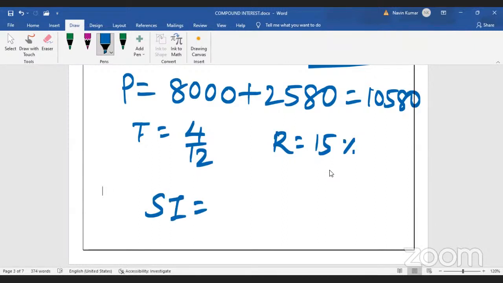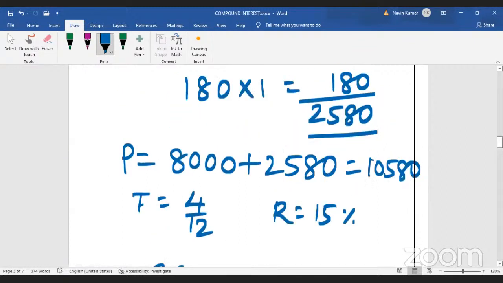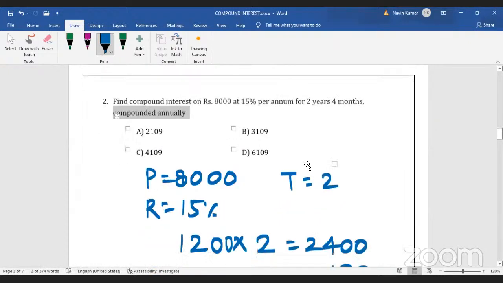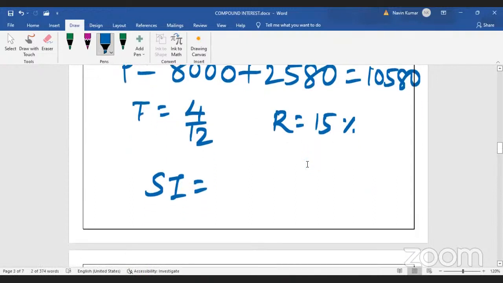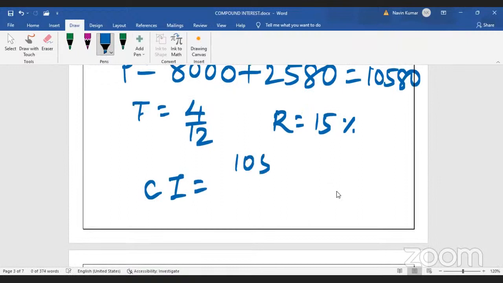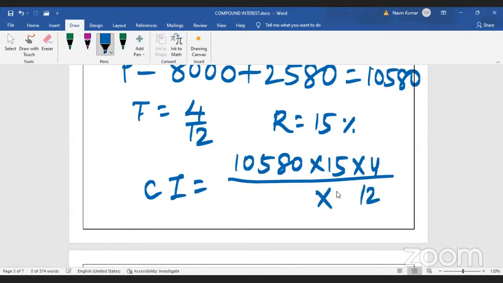Because simple interest and compound interest, it will be same 4 महीने के लिए. Whether you find simple interest or you find compound interest, same ही बात है, because it's written compounded annually. When it is compounded annually, same period के लिए simple interest, compound interest is same. तो 4 महीने के लिए same ही रहेगा. मैं यहाँ CI ही लिख देता हूँ. So it will be principal into rate into time by 100. So principal is 10,580 into rate is 15 and time is 4 by 12. और इसको सॉल्व कर लीजिए.